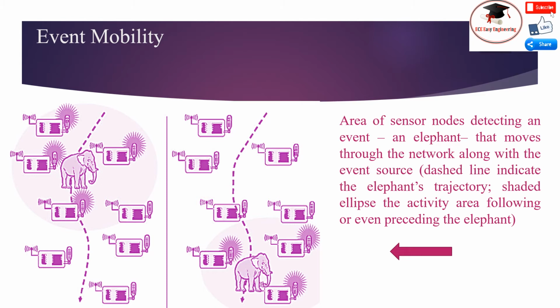The notion is described in the figure, where the task is to detect a moving elephant and to observe it as it moves around. The figure shows the area of sensor nodes detecting an event, that is, an elephant that moves through the network along with the event source.